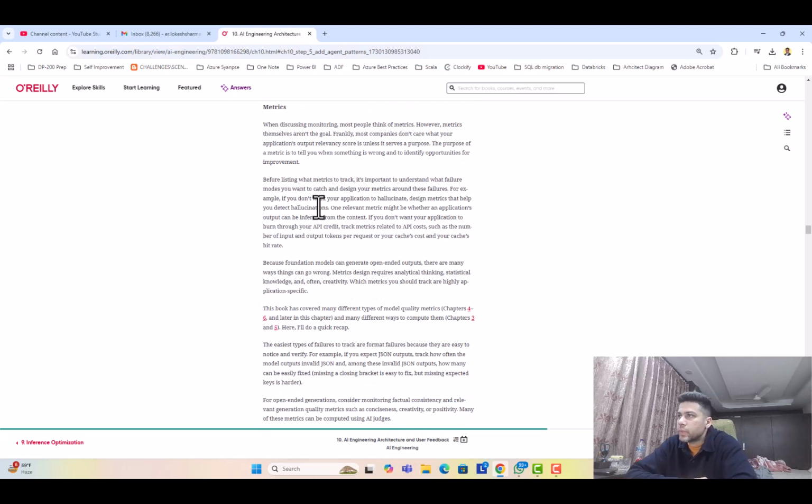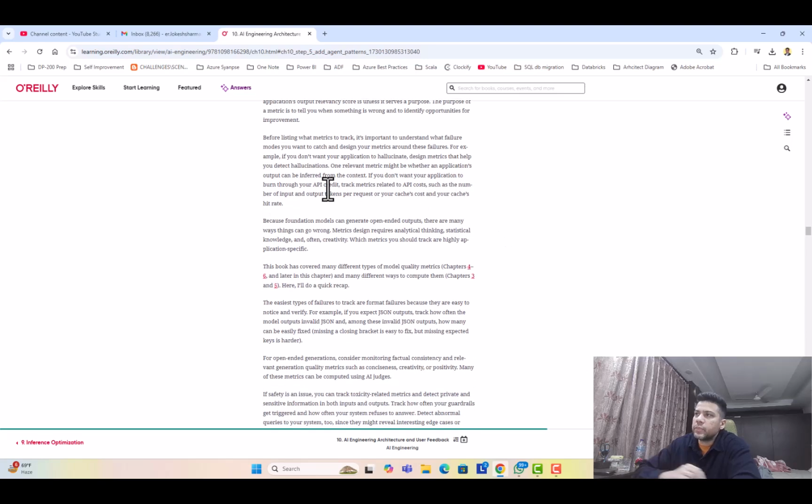Let's move forward. Before listing what metrics to track, it's important to understand what failure modes you want to catch. If you don't want your application to hallucinate, design metrics that help you detect hallucinations. One relevant metric might be whether an application's output can be inferred from the context. If you don't want your application to burn through your API credit, track metrics related to API costs. Yeah, that I think I agree. So this solely depends on what sort of application you have built, so you should have your metrics around it.